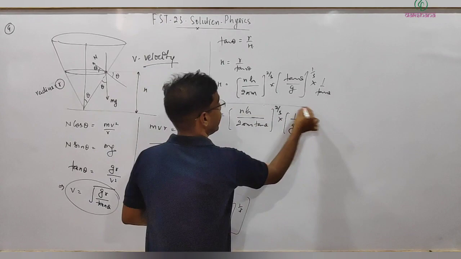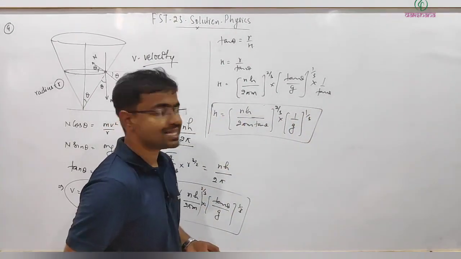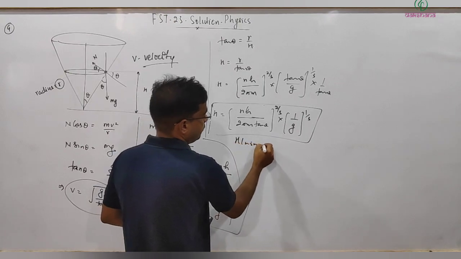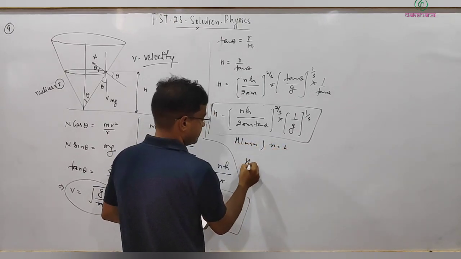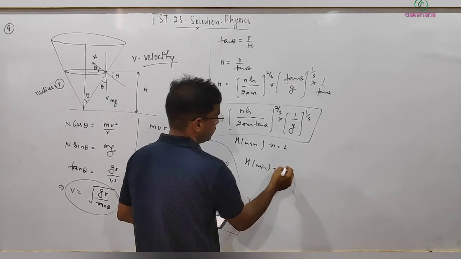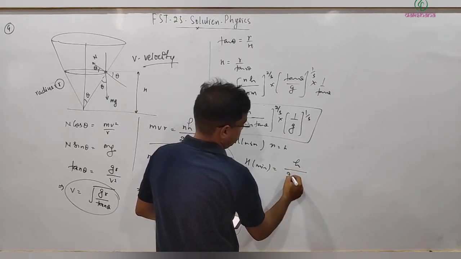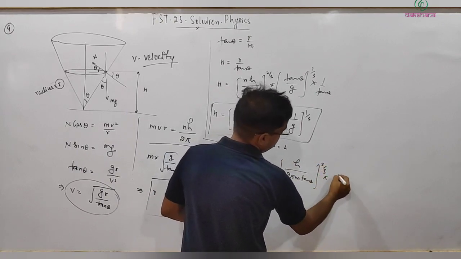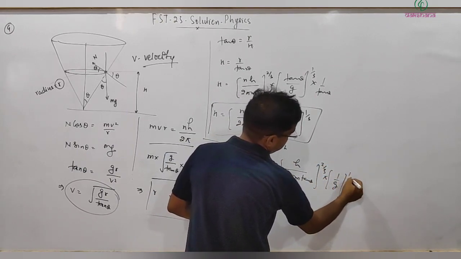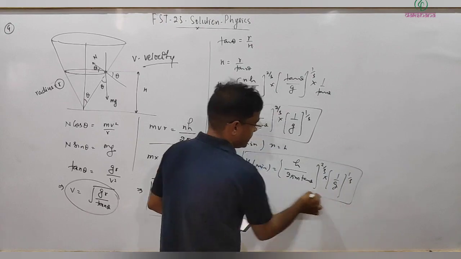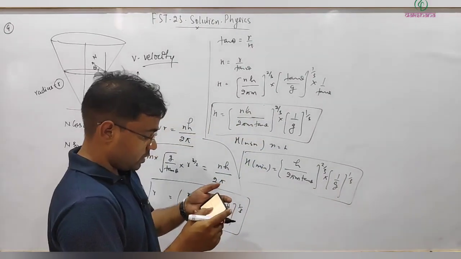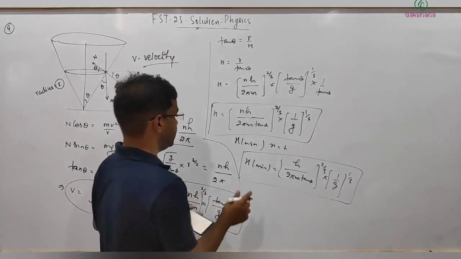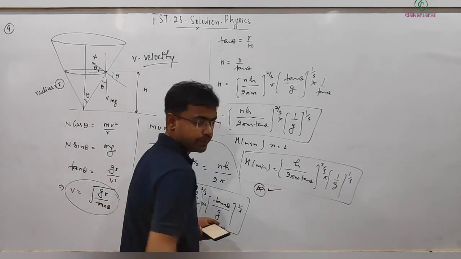Now this is the value of h, and as n increases h will be higher, so the minimum value of h will be h minimum for n equal to 1. This comes out to be h minimum equal to h divided by 2 pi m, tan theta power 2 by 3, into 1 by g power 1 by 3. So this is the answer, which matches with the option. A is the correct option for question number 9.